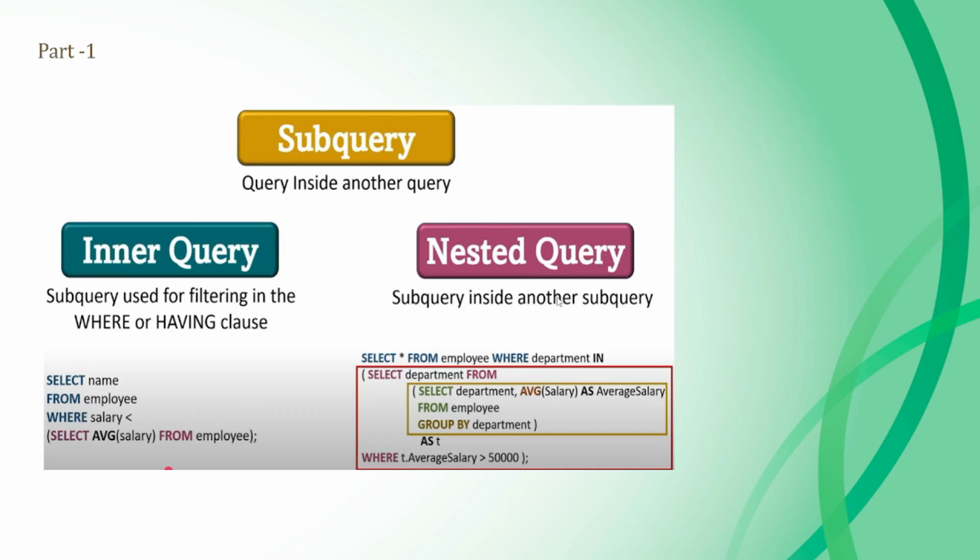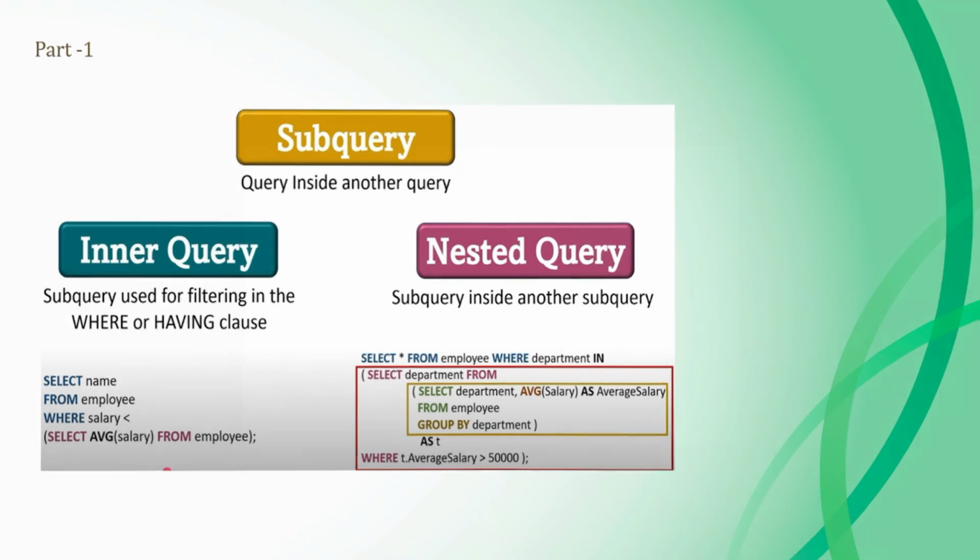The next part of subquery is nested query. Whenever you use a subquery inside another subquery, that becomes a nested query. Under this example, we have simply used a subquery which starts with a bracket like select department from. After that we have started another subquery with a group by clause. And at the last, we have used that subquery with a where clause to calculate average salary greater than 50,000. So this is the example of a nested query. Let's move towards the practical and understand the inner query, nested query and other types.